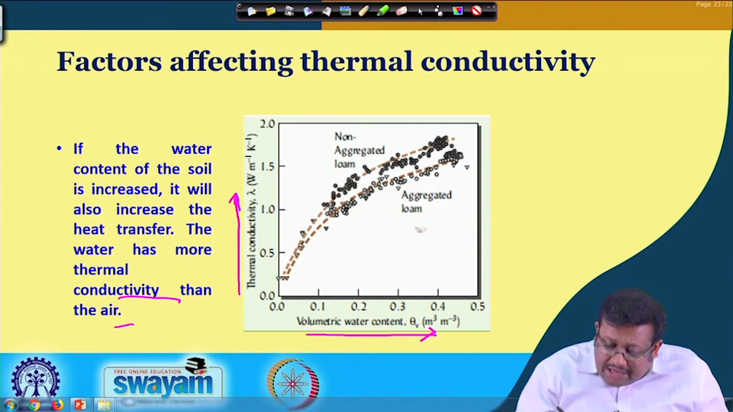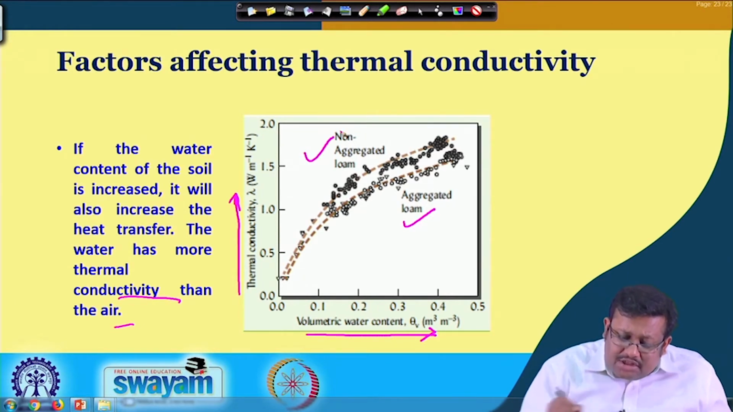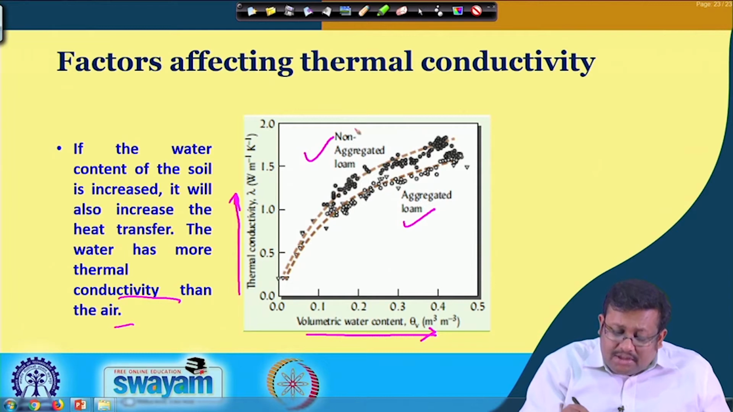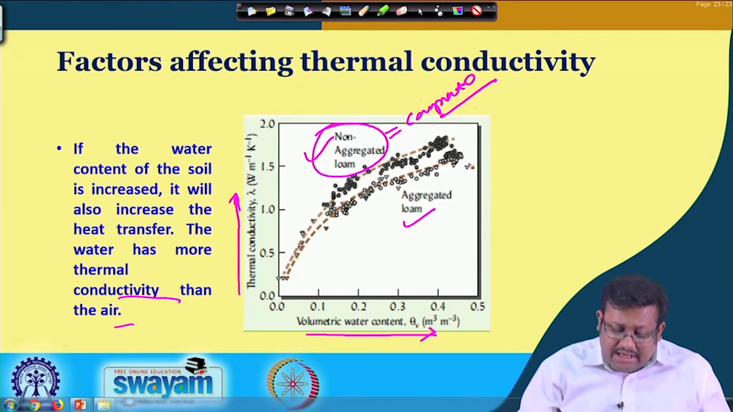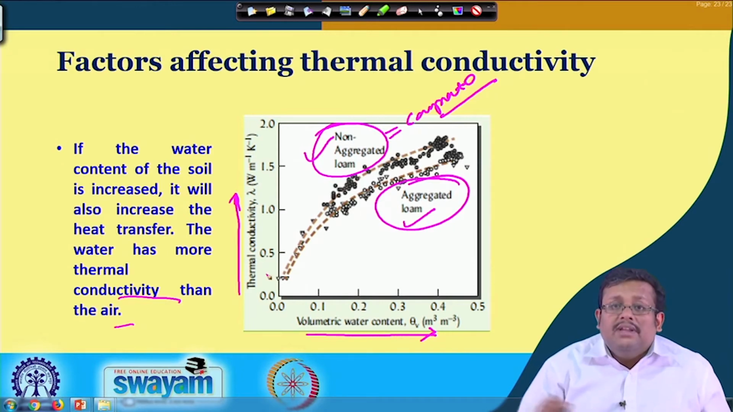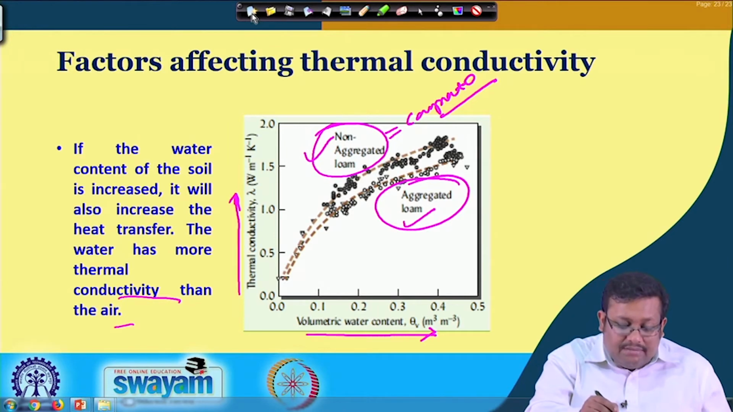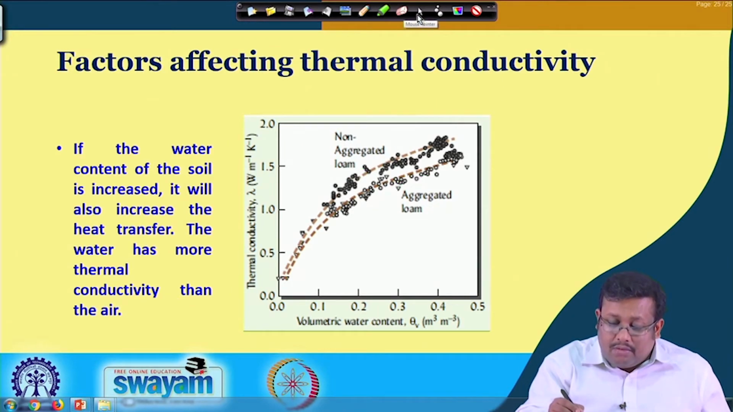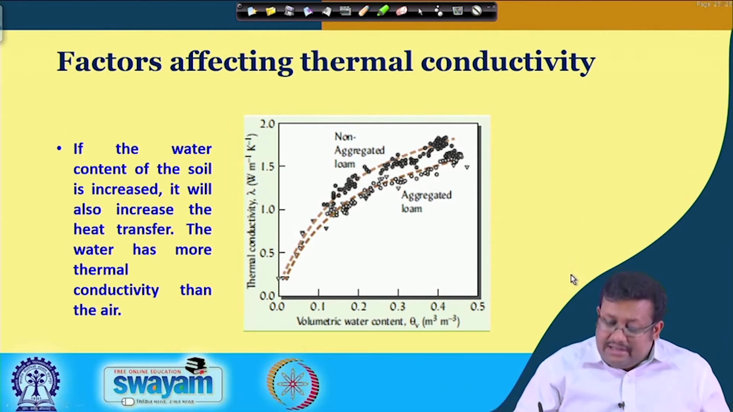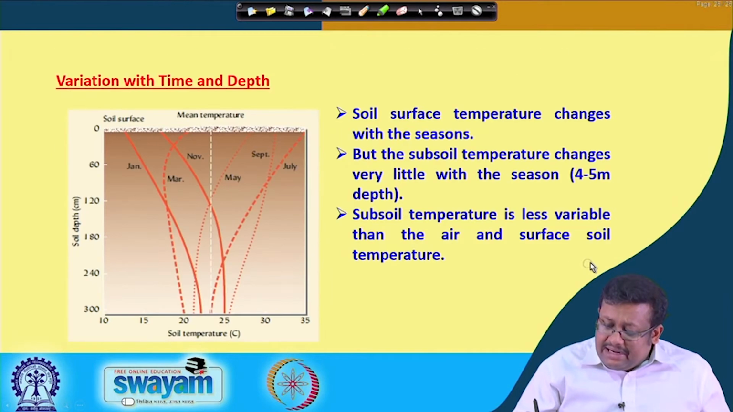You can see there are two types of soil, one is aggregated loam and another is non-aggregated loam soil. In case of non-aggregated loam soil, or in other words compacted soil, the thermal conductivity rise is obviously more compared to well aggregated loam, where there will be more macropores. So, this is the implication of volumetric water content on thermal conductivity in two types of soil. One is compacted, another is aggregated.